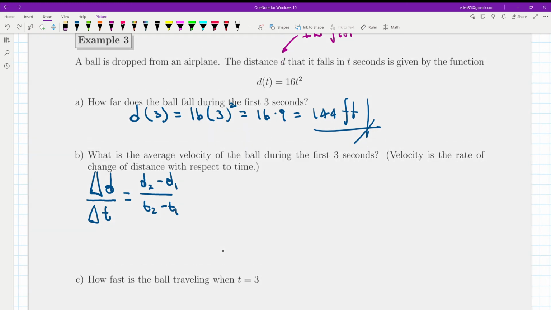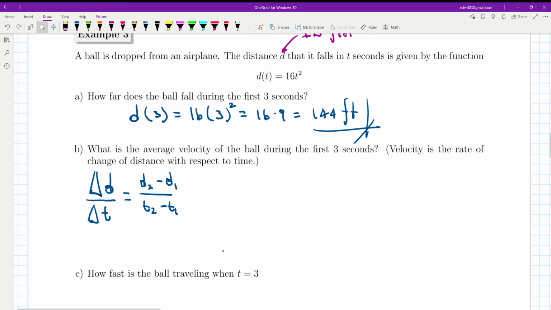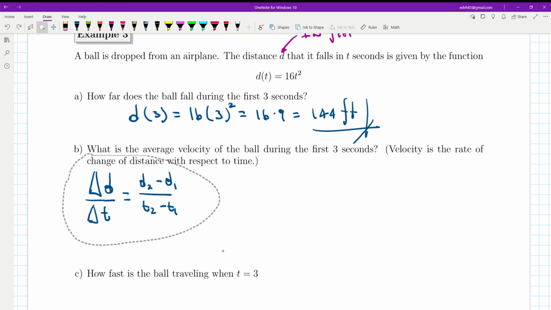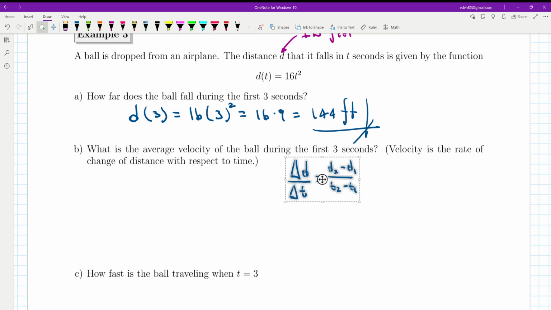Control C. Right. So let me move this over here to do the calculation.